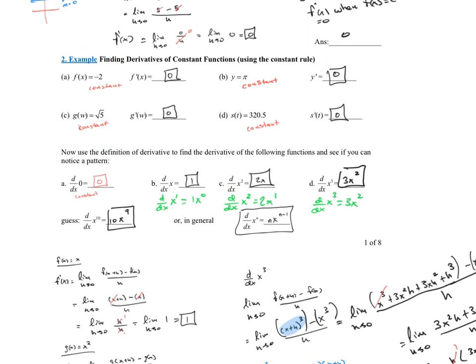So, what have we learned on this page? We learned that the derivative of a constant, or the derivative of any number, any constant number, is 0. And we learned that the derivative of x to any power, x to the n, is nx to the n minus 1. Drop the power in front, make it a coefficient, and then subtract 1 from the power. Again, called the power rule.